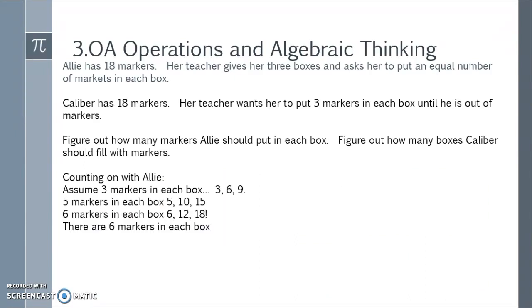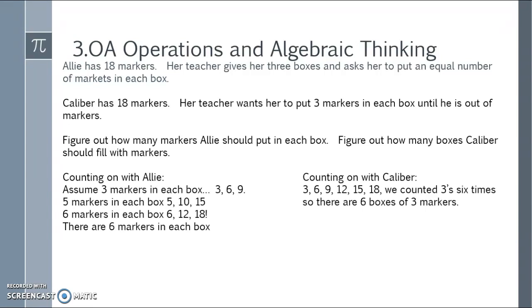Or we could count. So assume 3 markers in each box. We could count 3, 6, 9. Well, that's not quite 18 yet. So then we'll try 5. 5, 10, 15 markers in each box. Not quite 18. What if we tried 6 markers in each box? 6, 12, 18. There we go. There are 6 markers in each box. Let's count with Caliber. We know that we're going to put 3 markers in each box. So we'll count 3, 6, 9, 12, 15, 18. We counted 3s 6 times. So there are 6 boxes of markers.